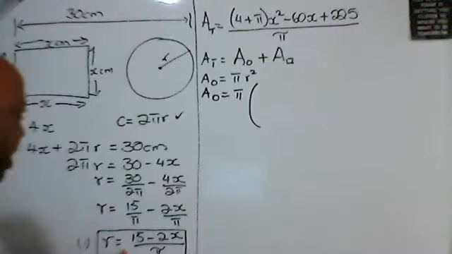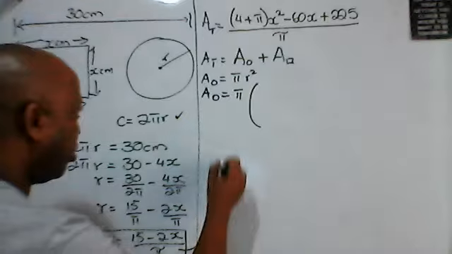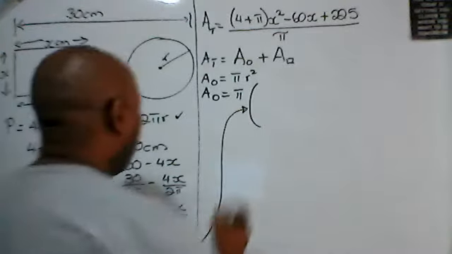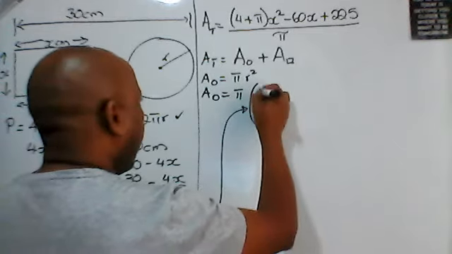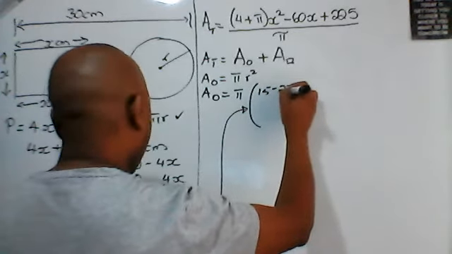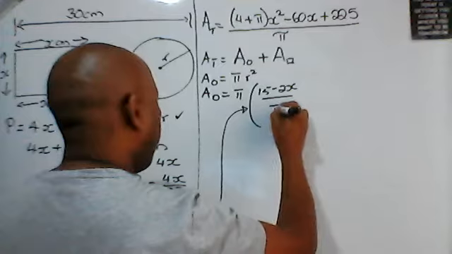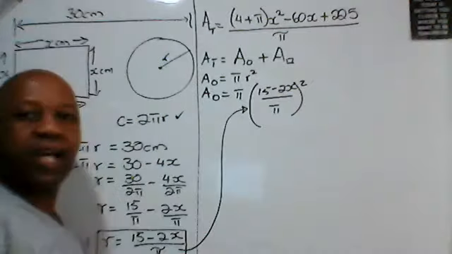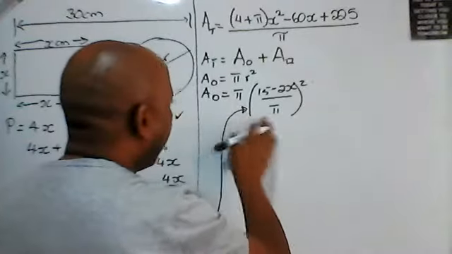multiplied by big bracket, that r there, which you've written, has to be slotted into there. So that's going to be pi multiplied by 15 minus 2x divided by pi. Remember to square it because it's pi r squared. Okay, simplify this a little bit.